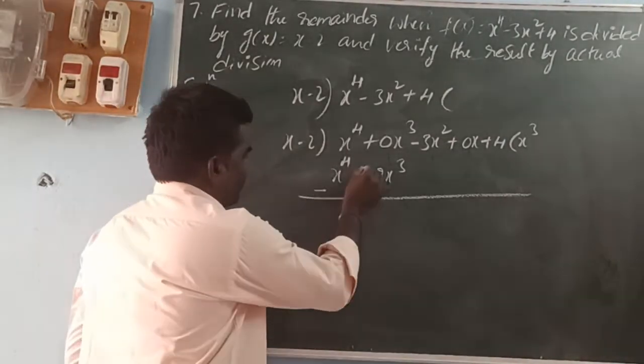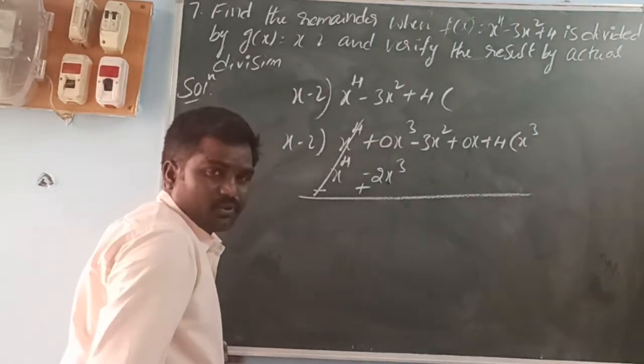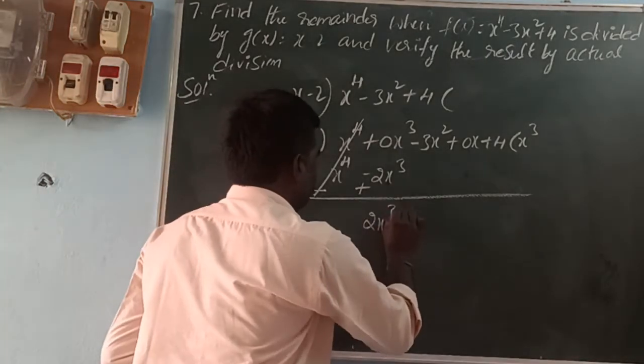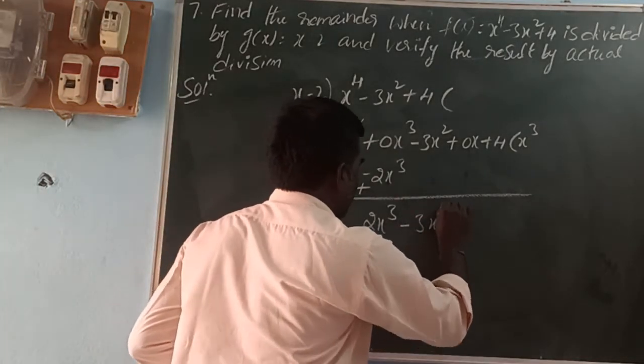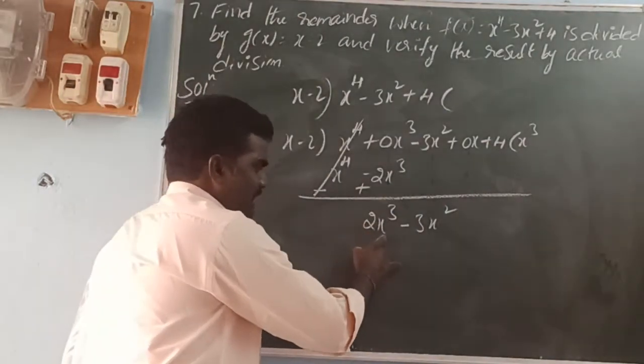Plus becomes minus, minus becomes plus. So plus x power 4 minus x power 4 cancel. Plus 0x cube plus 2x cube, that is 2x cube. Minus 3x square. Here in the dividend, what are the terms? 2x cube minus 3x square.